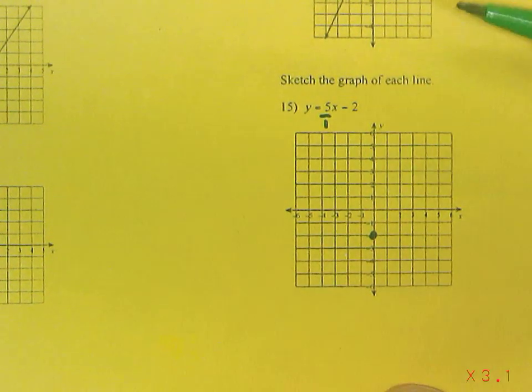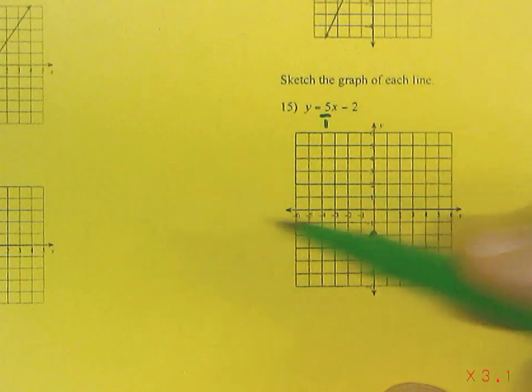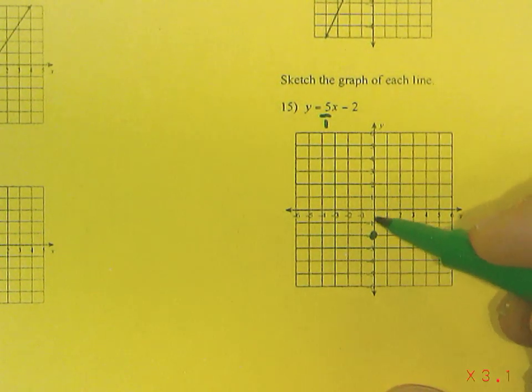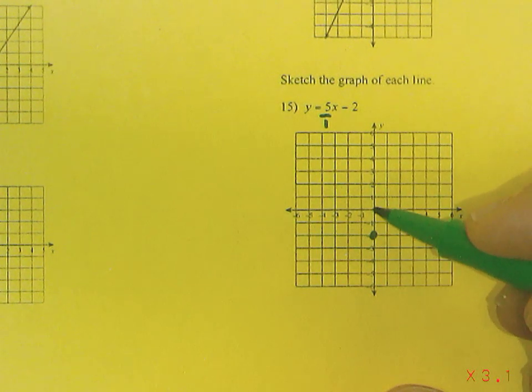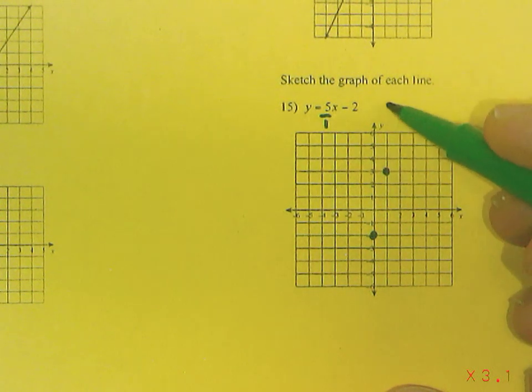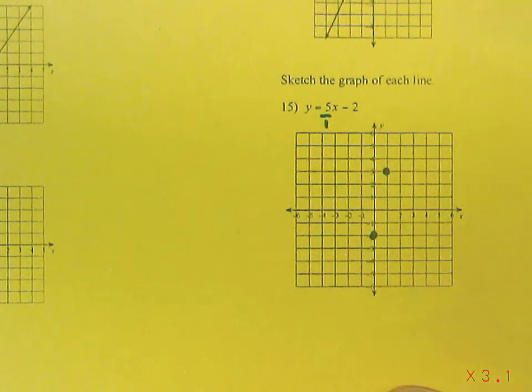Basically, it's always rise over run. So the top number is what you're doing up and down. Bottom number is what you're doing left and right. Since they're both positive, you're going to go in positive directions. So I could go up 5. So 1, 2, 3, 4, 5 over 1. There's a point. Now I could keep going up 5 and over 1, but that would go off the graph.